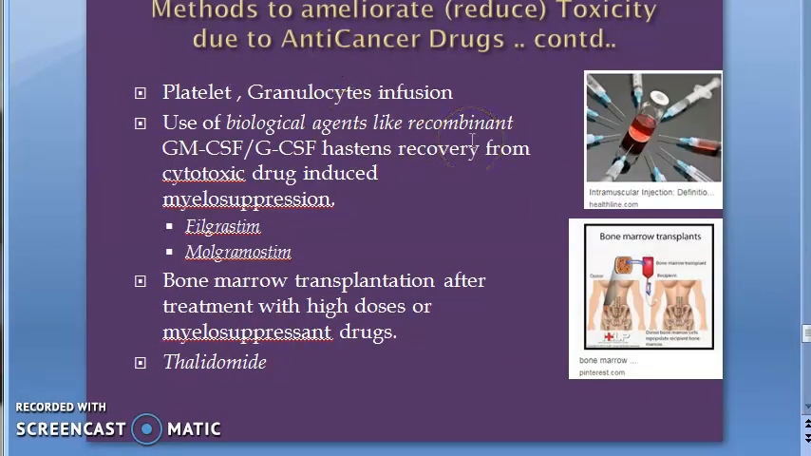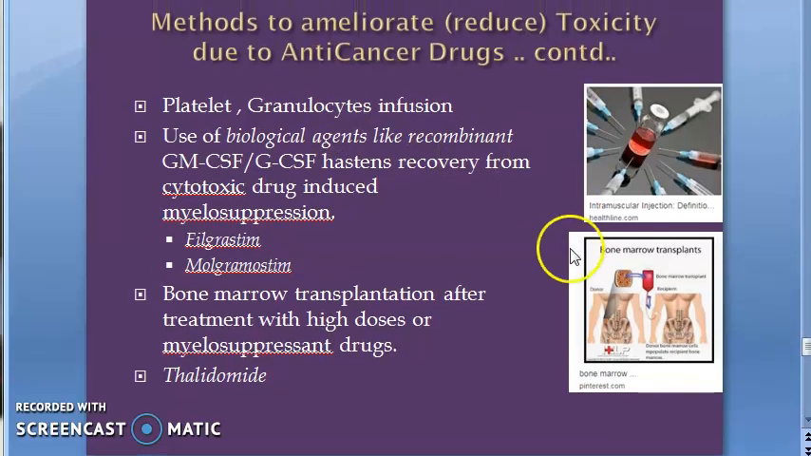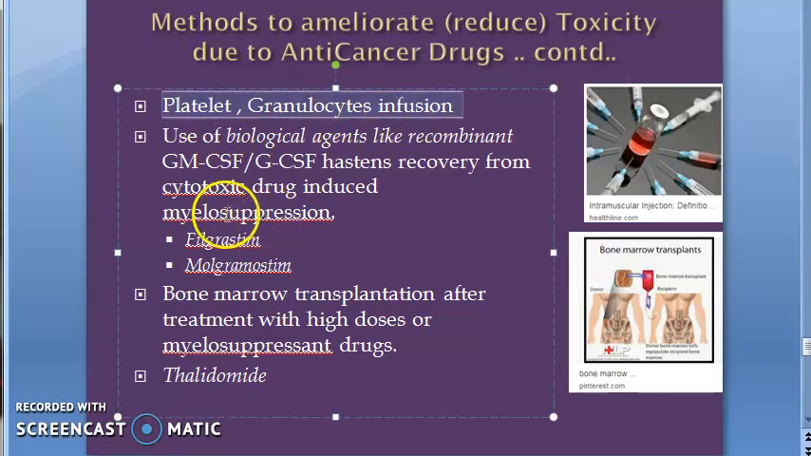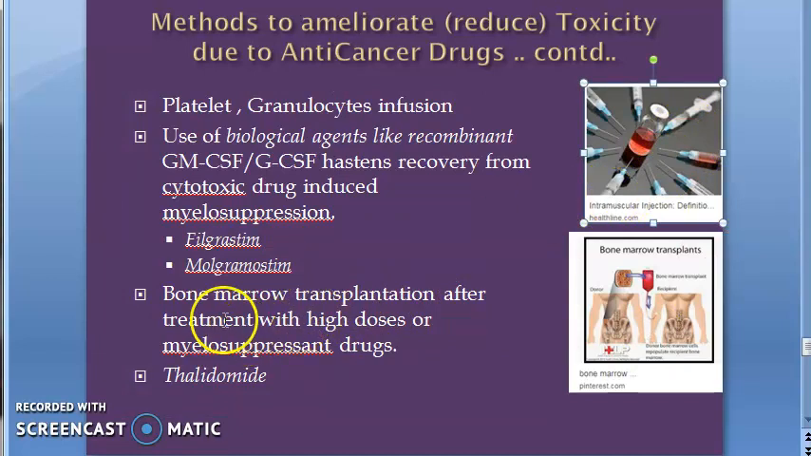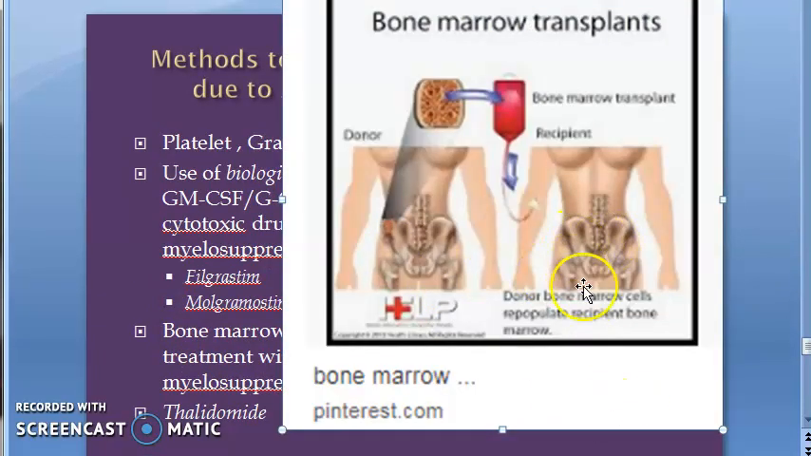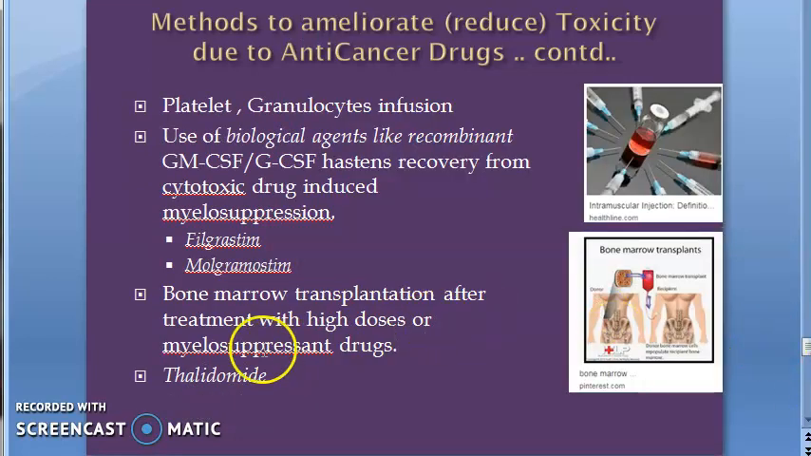Then guys, we are moving on to the fourth slide. Some more toxicity management here. You can infuse a person with platelets, granulocytes. Then you can also give some recombinant agents like filgrastim, sargramostim. So you can infuse them with all these. Then bone marrow transplant, if required, can be done. But all this sounds very scary. I don't know if people will even go for cancer treatment if there are so many things to be done to manage the toxicity.